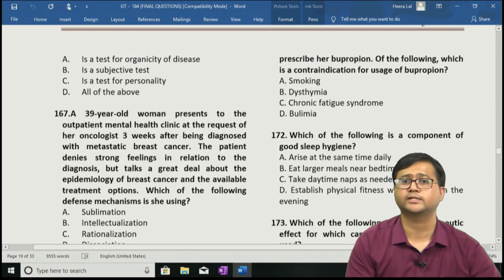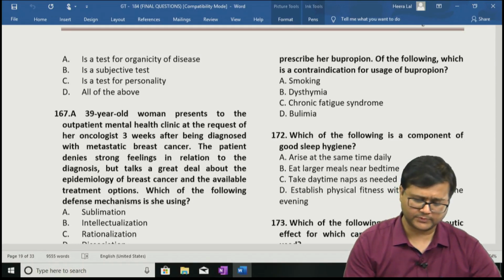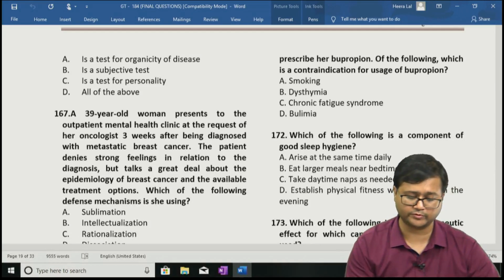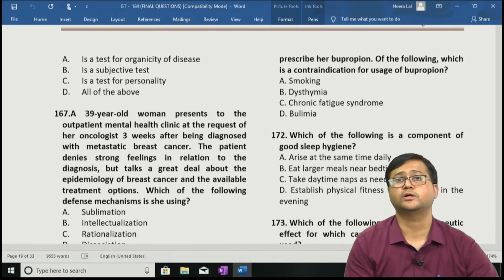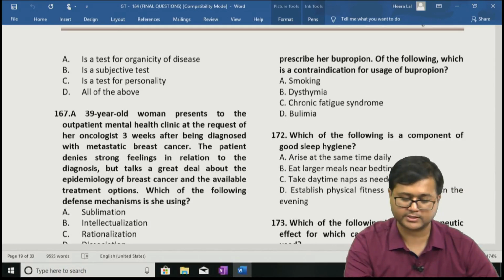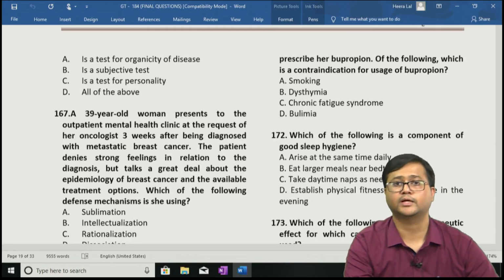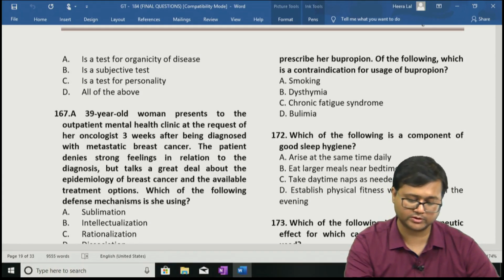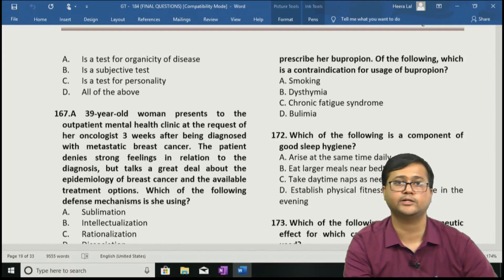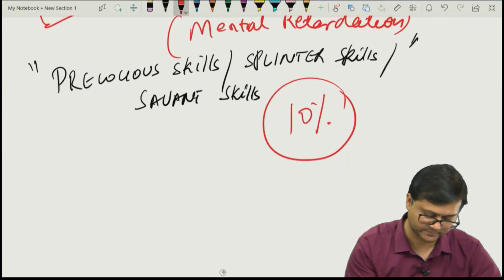Now from the question we can gather that she is suffering from depression and an antidepressant in the form of Bupropion is being suggested by the psychiatrist. Which of the following is a contraindication for usage of Bupropion, or in which we should generally avoid using Bupropion? Options are A, smoking, B, dysthymia, C, chronic fatigue syndrome, and D, bulimia. So the correct answer out of these options is option D, that is bulimia. Now bulimia, we should understand, is an eating disorder. Now let us discuss.